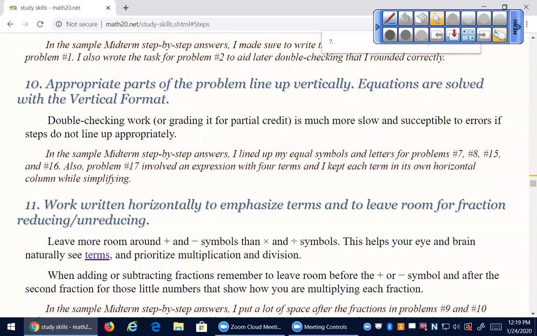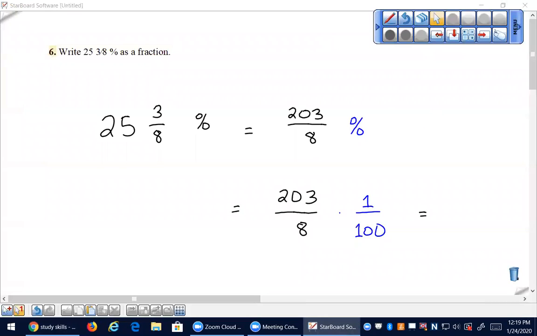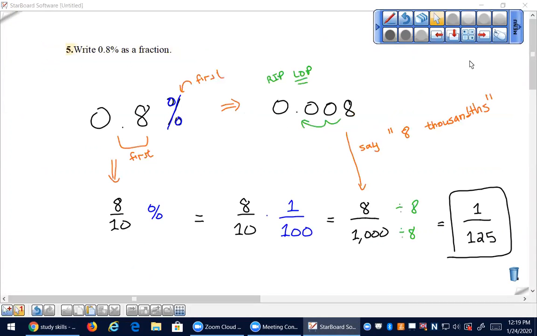Work is written horizontally to emphasize terms and leave room for fractions, reducing, and unreducing. We haven't done anything with terms yet. We'll get to that word soon enough. But when I'm writing things, if I was to squish this equal sign over here, I wouldn't have room to write what I'm doing to this fraction. So there's times when you're working horizontally where you leave some space because you know you're going to be modifying your fractions.